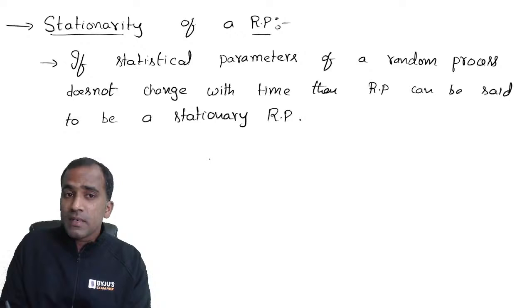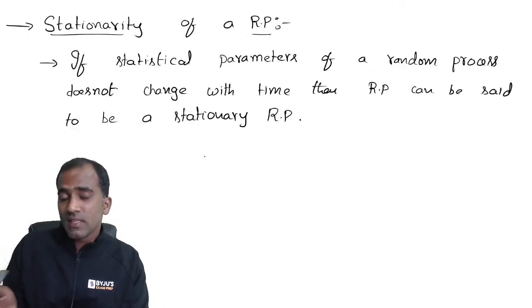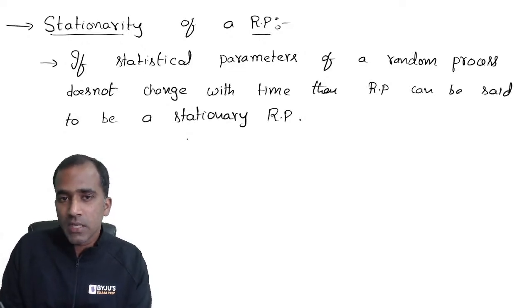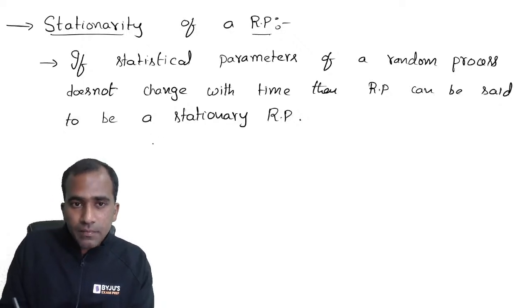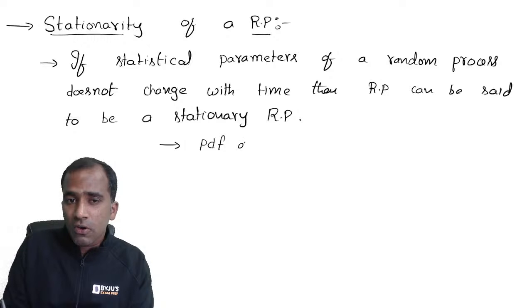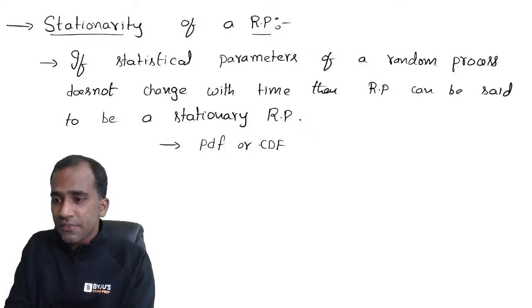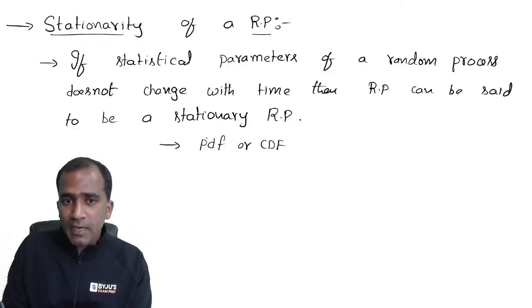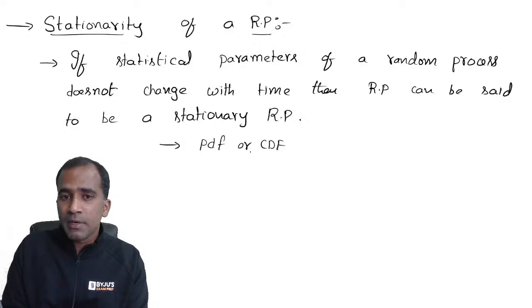If the statistical parameters of a random process change with time, then that random process can be called a non-stationary random process, which we will not be interested in. We are only interested in stationary random processes. Among the statistical parameters, what are the two most important ones? One is the density functions, PDF or CDF. PDF and CDF contain the same information arranged in a different format. Here, probabilities at each point will be there. Here, accumulated probabilities will be there.